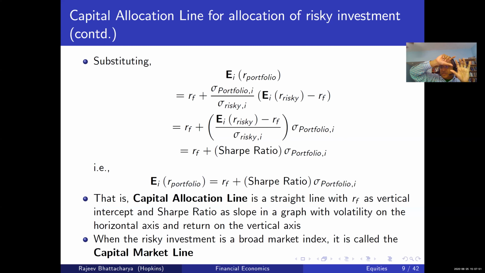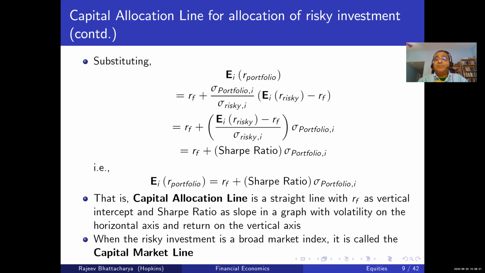The vertical intercept will be the risk-free asset, and the slope will be the Sharpe ratio. So if you plot it, once again, you have volatility on the horizontal axis and return on the vertical axis. In this graph, the risk-free asset is the vertical intercept, and then the expected return of the portfolio is a straight line with the constant slope being the Sharpe ratio. That is called the capital allocation line.